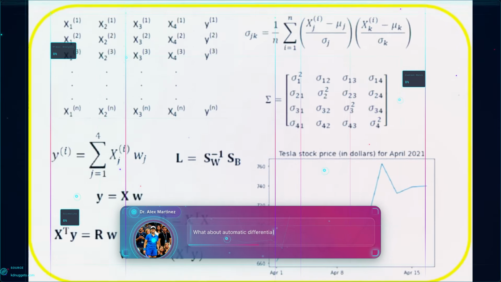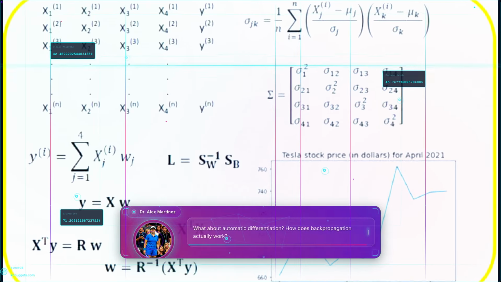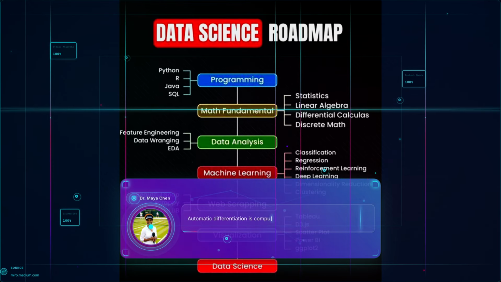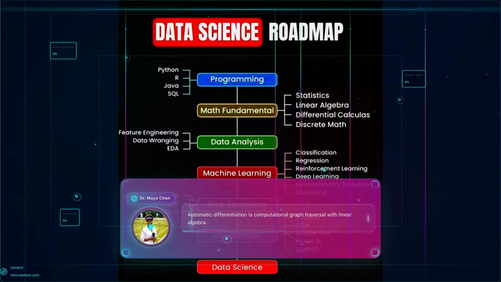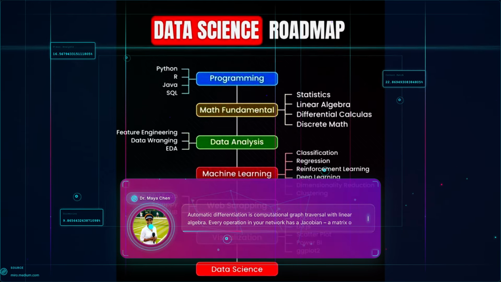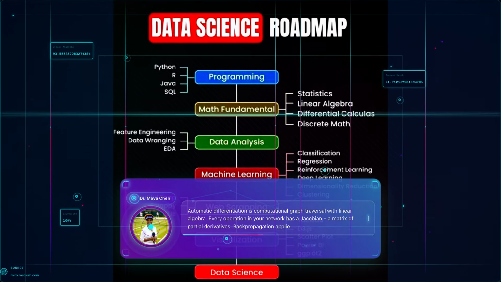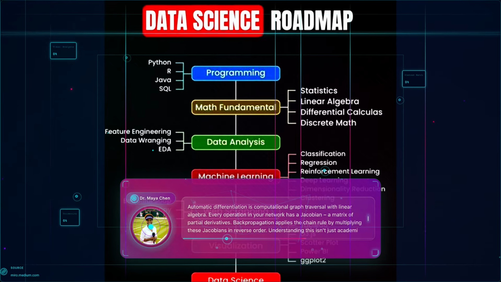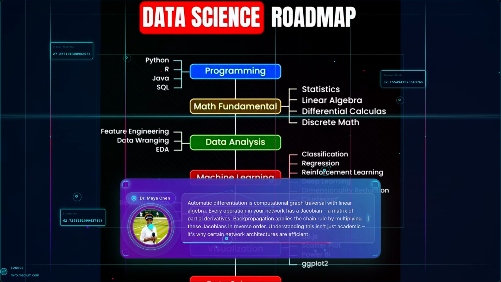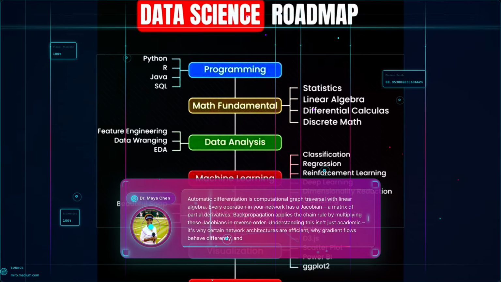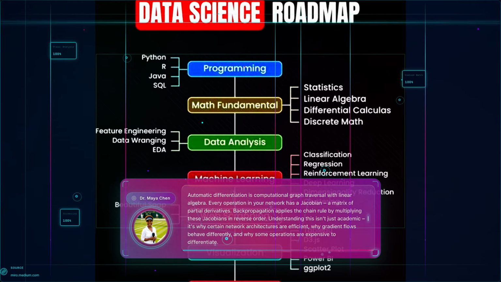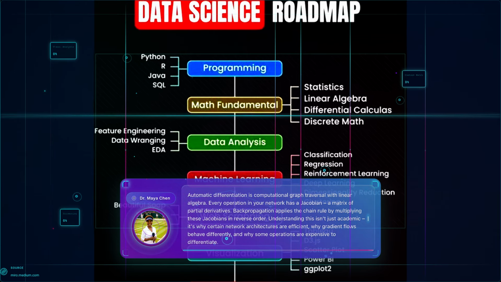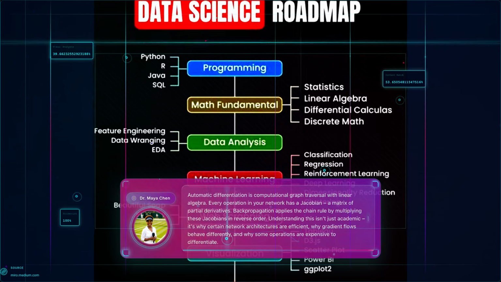What about automatic differentiation? How does backpropagation actually work? Automatic differentiation is computational graph traversal with linear algebra. Every operation in your network has a Jacobian, a matrix of partial derivatives. Backpropagation applies the chain rule by multiplying these Jacobians in reverse order. Understanding this isn't just academic, it's why certain network architectures are efficient, why gradient flows behave differently, and why some operations are expensive to differentiate.